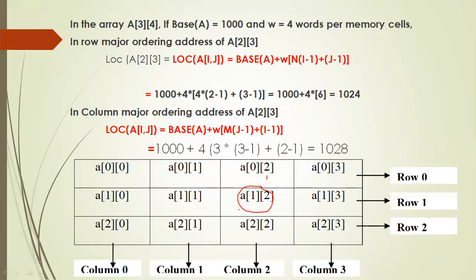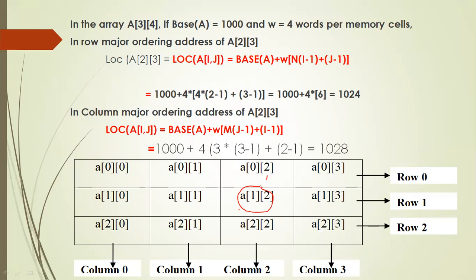02 will be 1008. 03 will be 1012. 10 will be 1016. 11 will be 1020 and 12 will be 1024. So you got the correct address now. Next, let us check how to compute the address of the same element in column major ordering, second row.